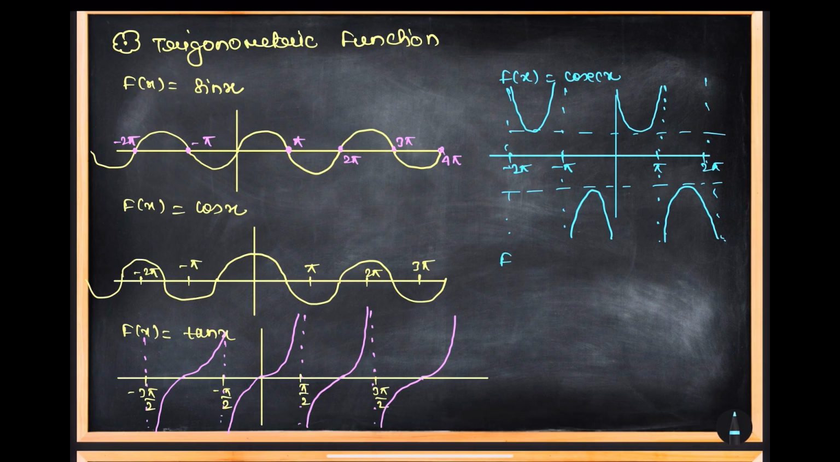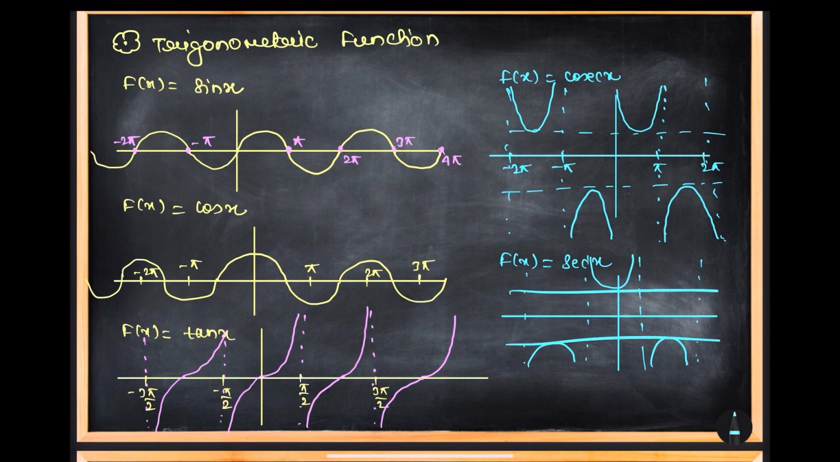Now we have f of x equals sec x function. Same game. This one will have a problem at 90. This is the graph, this is the graph, this is the graph. This is minus 1 and 1.